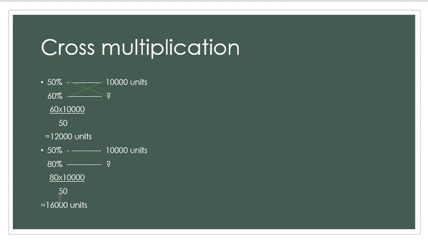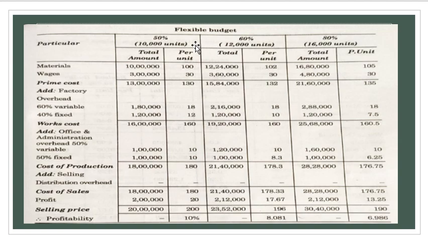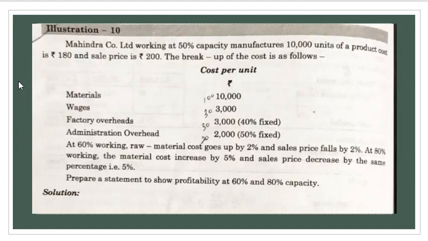I hope you understood how you have got units, 12,000 units and 16,000 units. So now this is the question. So under 50%, 10,000 units. For 60%, 12,000 units. For 80%, 16,000 units. So now in the question they have given us material and wages.